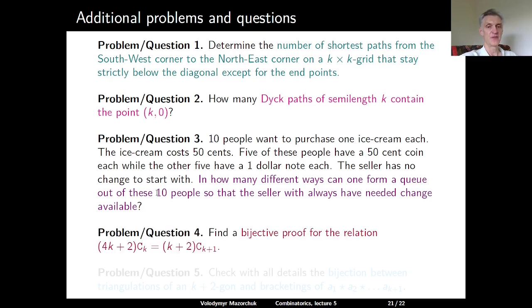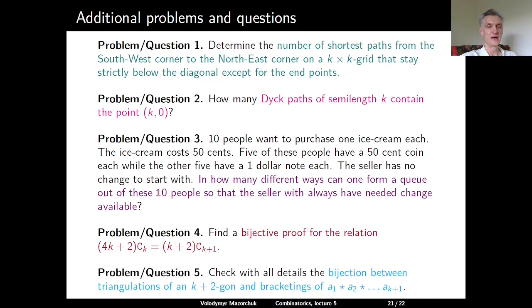Problem question 4. Find a bijective proof for the relation that 4k plus 2 times C sub k equals k plus 2 times C sub k plus 1. And problem question 5. Check with all details the bijection between triangulations of a k plus 2 gon and bracketings of A1 star A2 star and so on star A sub k plus 1.